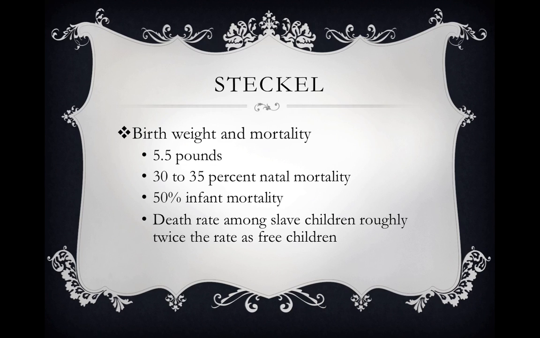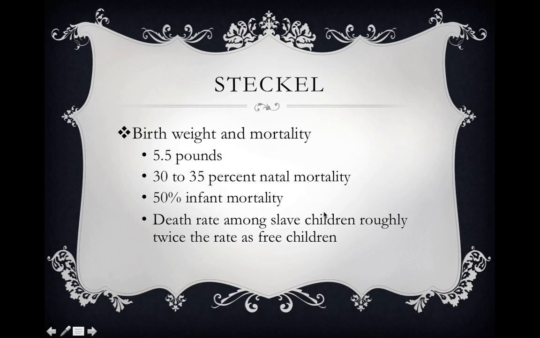And he found that the birth weight of slaves was much smaller than that of free individuals. The records he got from different plantations and from free births showed that slave babies were born lighter than free babies. So that gives an indication of prenatal care that wasn't as good for the slaves as it was for free individuals. He also found that there was a 30 to 35% mortality rate for newborns.